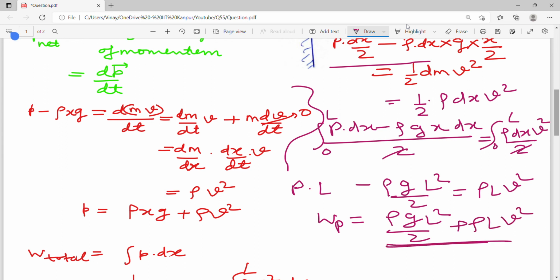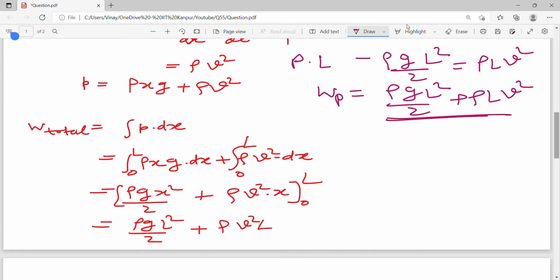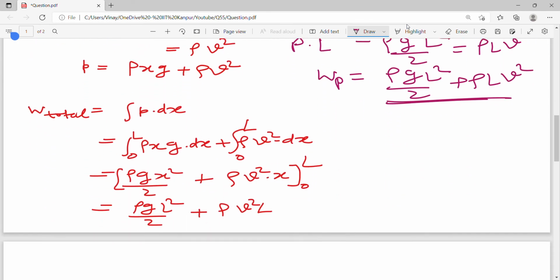Either you can use Newton's second law, or if it is too complicated, you can use the work energy theorem. To be able to apply the work energy theorem is very important.